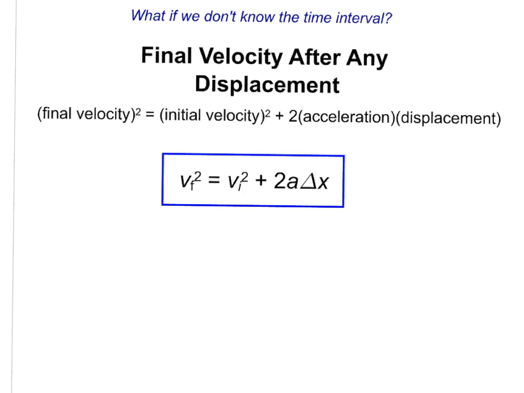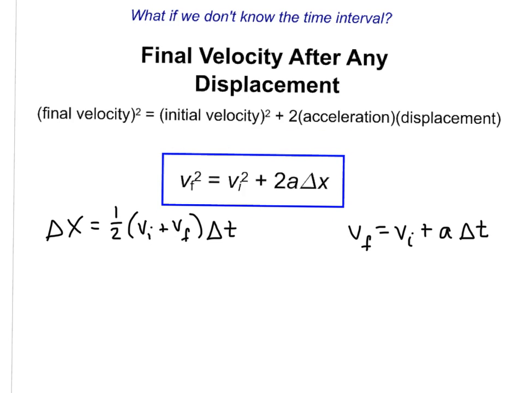Now here is our final equation that we're going to look at, I promise, in this video. What if we don't know the time interval? That could be a problem. I'm going to show you a way that we can substitute some things around and get this very useful equation. I'm going to start with these 2 equations. I have my final velocity equation, but it has time in it, and I don't know the time. So how am I going to fix that? I can use this other equation right here that has a time variable in it.